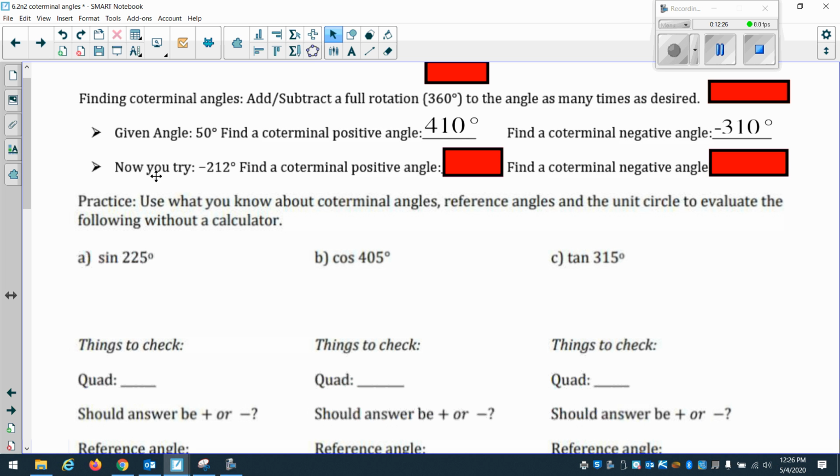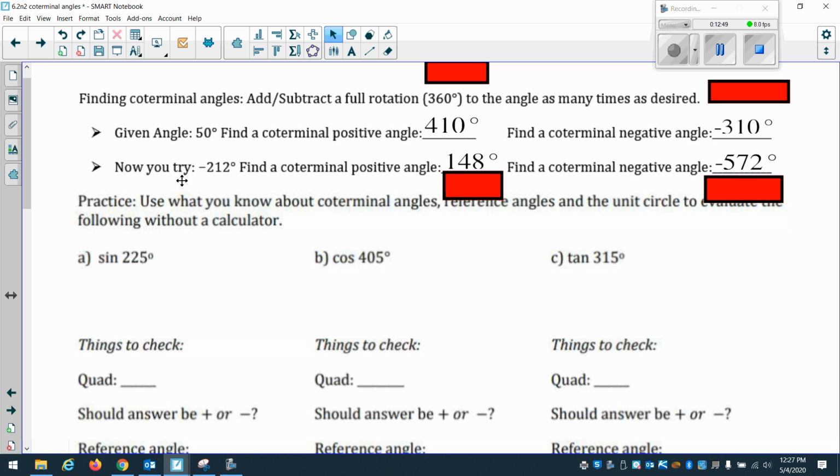Okay, so we're going to try these two together. Now this is already negative, so in order to find a positive coterminal angle, I add 360 and I end up getting 148. For negative 212, to find another negative coterminal angle, I subtract 360, get negative 572.